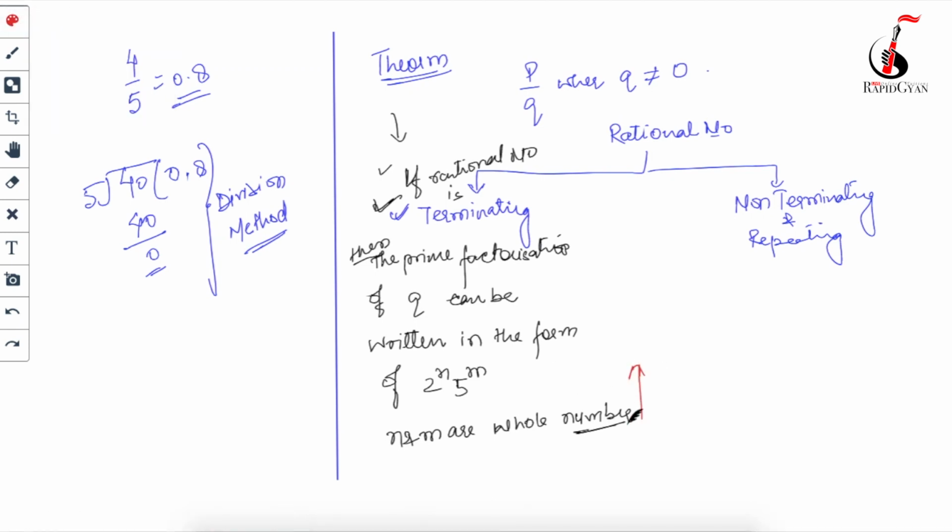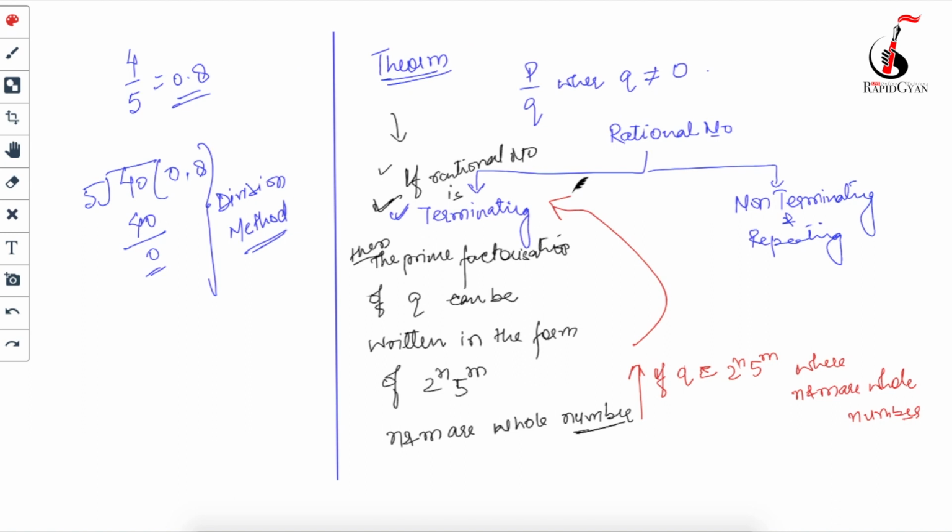So what will be your reverse way? The reverse way will say that if q is equal to 2 to the power n and 5 to the power m, where n and m are whole numbers, then we can say that the given rational number is a terminating rational number. So it's true in both ways. This is what your theorem is.